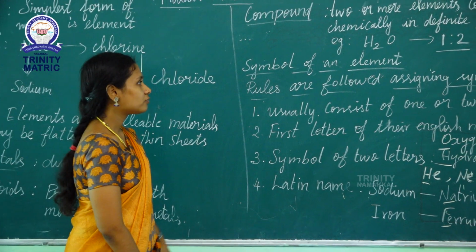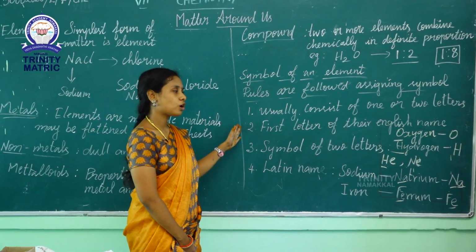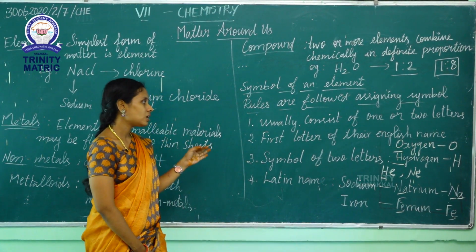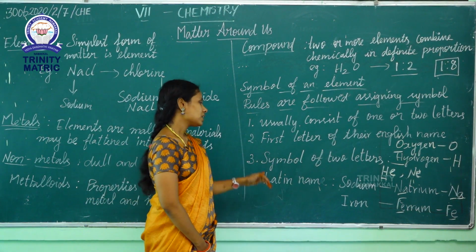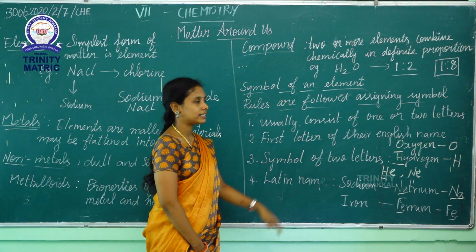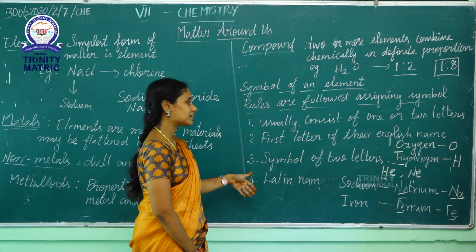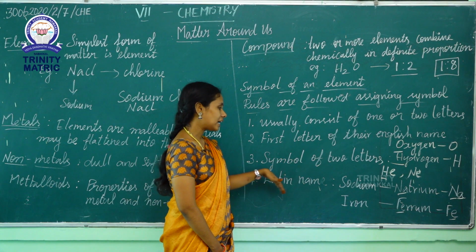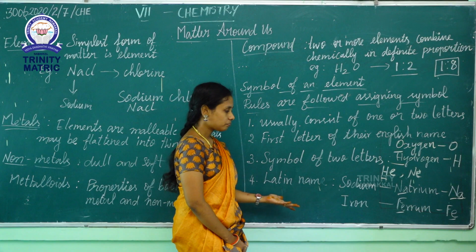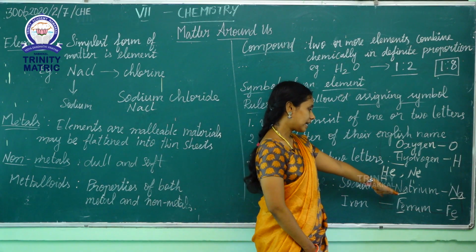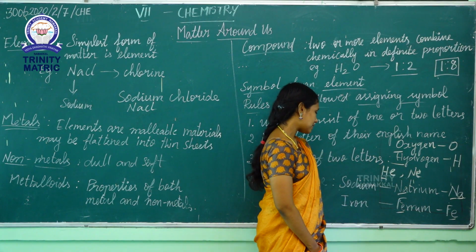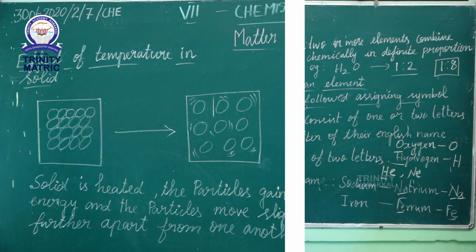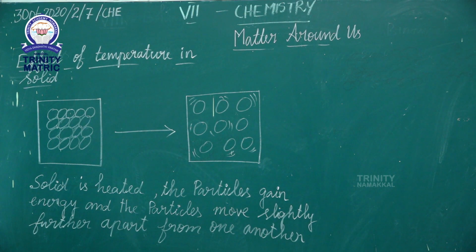So these are the rules followed in assigning the symbol of an element. First rule, usually consists of 1 or 2 letters. Second rule, the first letter of their English name. Third rule, symbol of 2 letters: the first letter is uppercase and the second letter is lowercase. Fourth rule, Latin name of the element. For example, sodium's Latin name is natrium, the symbol is Na, and iron's Latin name is ferrum, the symbol is Fe. Okay, next we have to see elements in the human body.